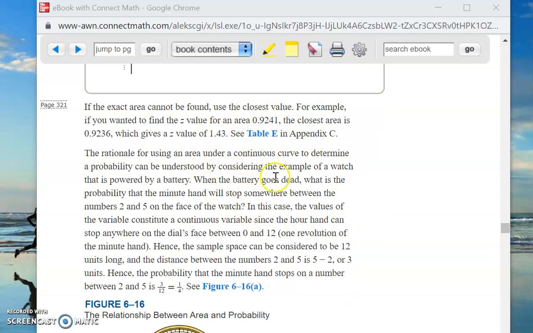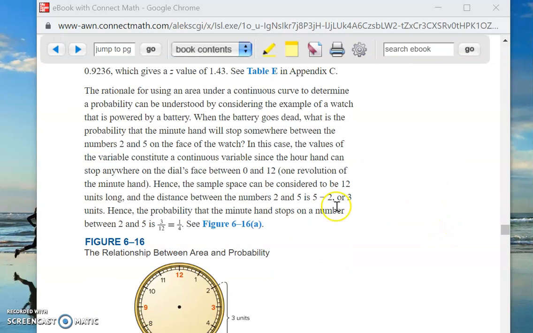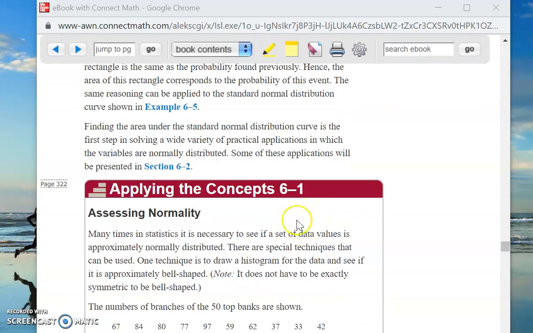Okay, so then take a look here. This section talks about what you do to get the closest value, and he gives an example of a watch. I'm going to let you read that for yourself. Okay, that's the end of this section. This is the last video of section 6.1.